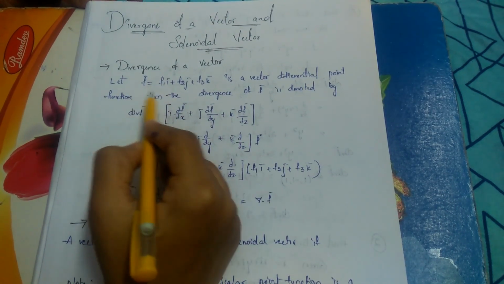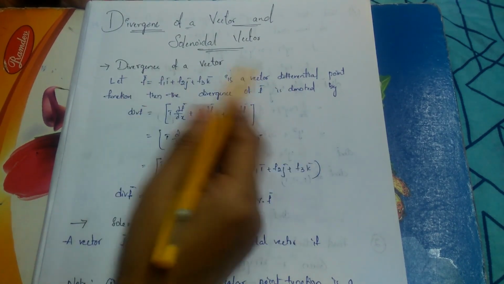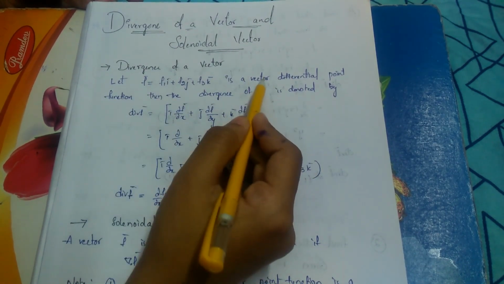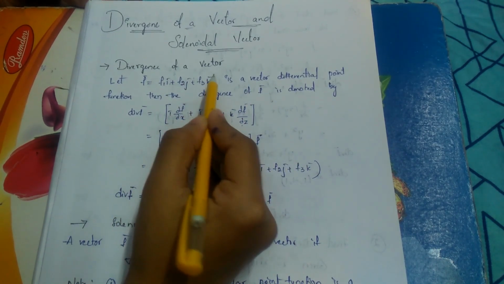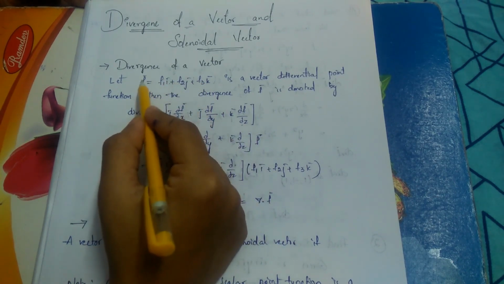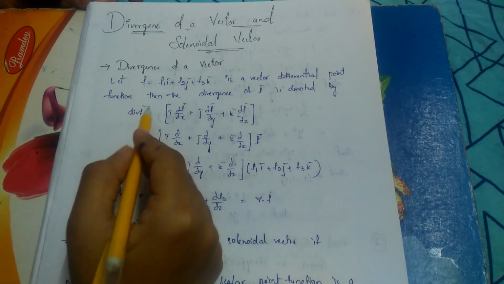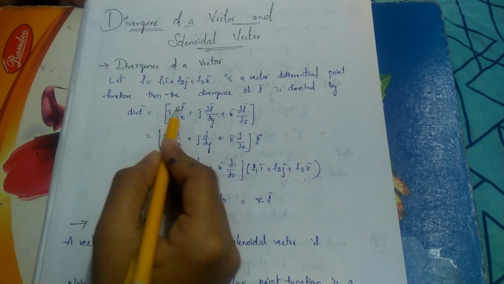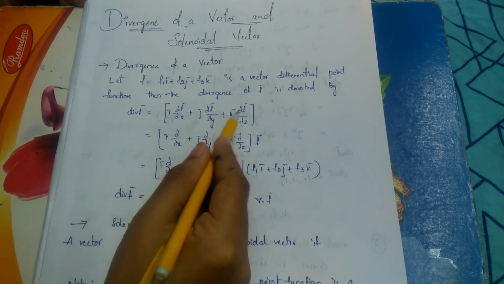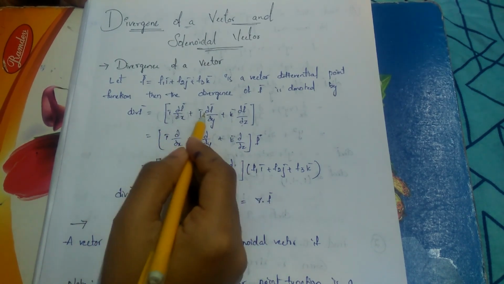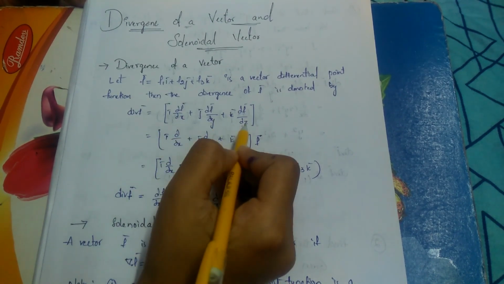So here we are taking one vector, that is f bar, and this is a vector differential point function. We are calling it a vector because it consists of i bar, j bar and k bar vectors. So when we find the divergence of this f bar vector, we have this formula, that is i bar dou f bar by dou x plus j bar dou f bar by dou y plus k bar dou f bar by dou z. So from this we are differentiating the f bar function with respect to x, y and z.